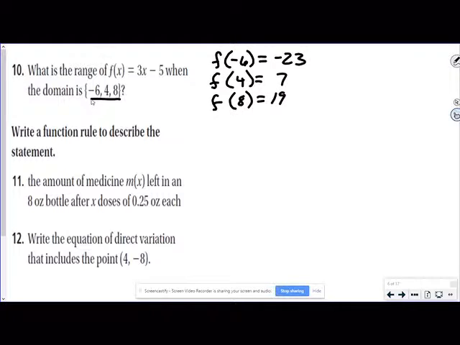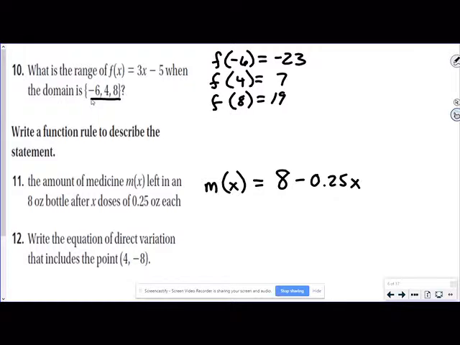Function rules for 11 and 12. The amount of medicine is m of x, equal to what is left in an 8-ounce bottle after x doses of 0.25 ounces. We start out with 8 ounces. We're taking away 0.25 times the number of doses, which is x.